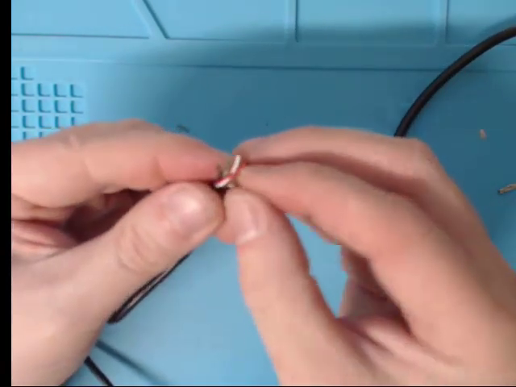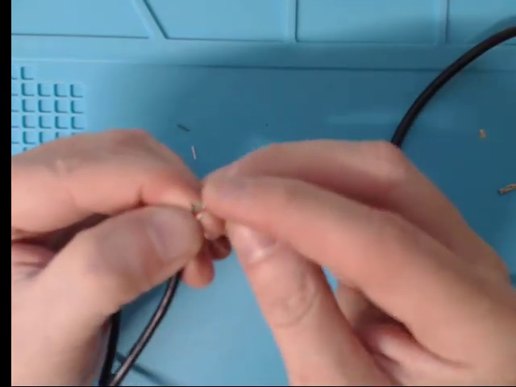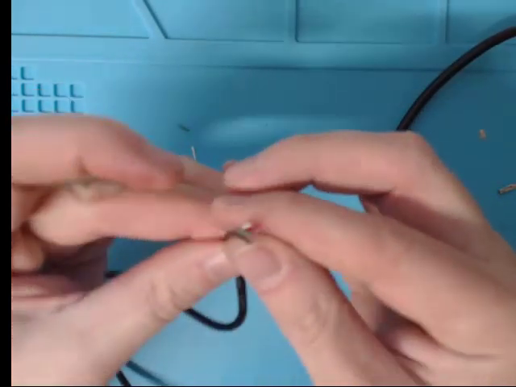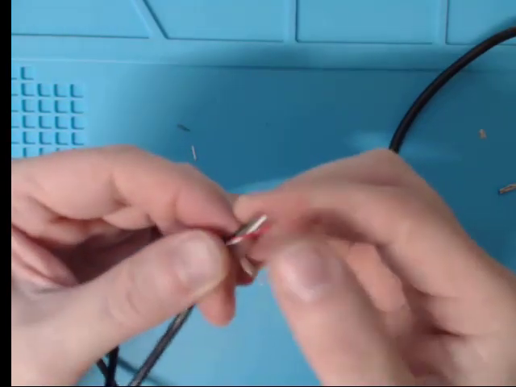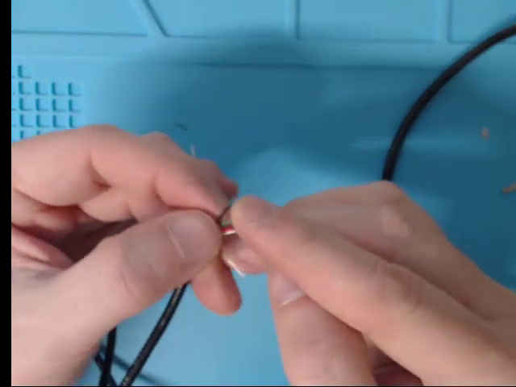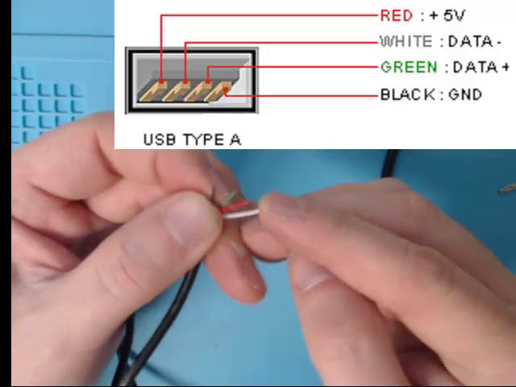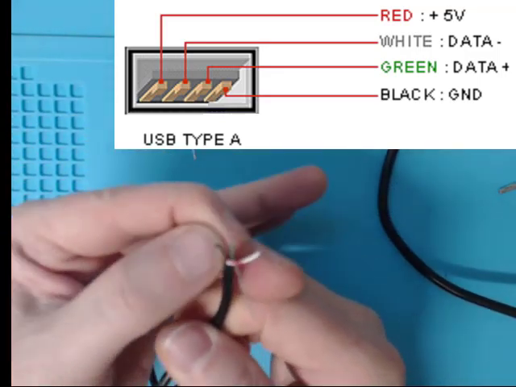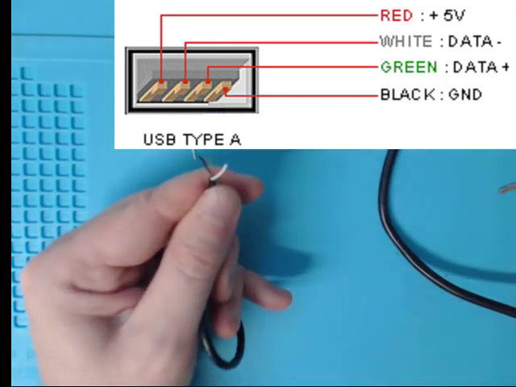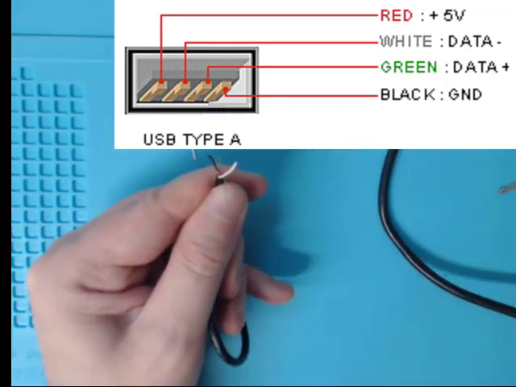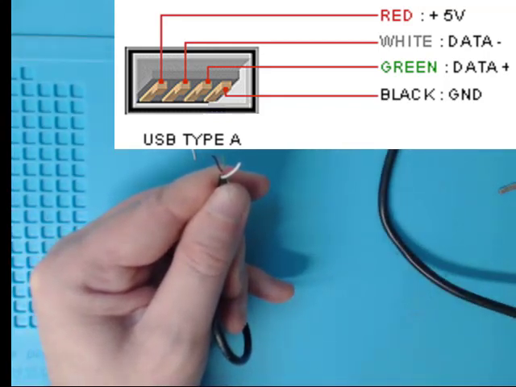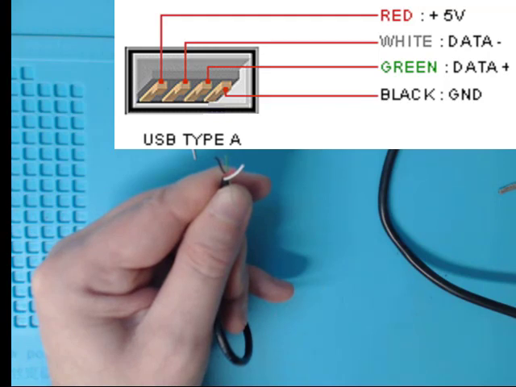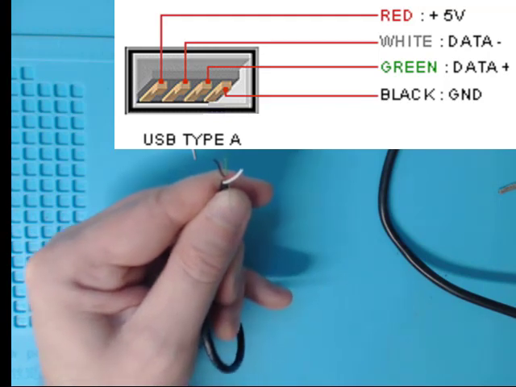So here we have the four wires that are in a standard USB cable. And the colors are generally standard, but I'm not going to trust that. So the color sequence is red for plus 5 volts, white for data minus, green for data plus, and black for ground. If this is a standard cable, it should be fairly easy. I don't need the white and the green, and I'll just end up cutting those cables off.